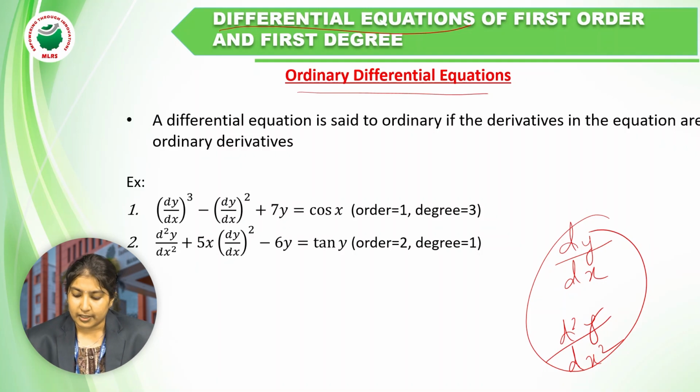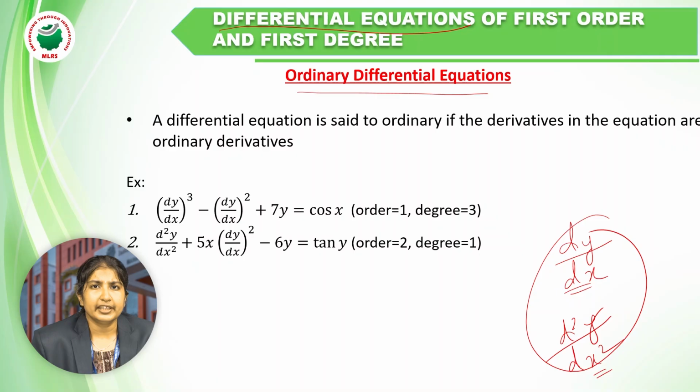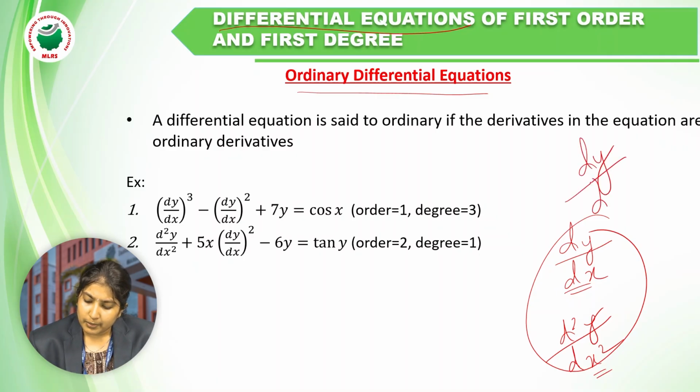An equation which consists of derivatives, dy by dx, d square y by dx square, these all are called derivatives. So if an equation is consisting of derivatives, that is called a differential equation. So when do we say a differential equation is said to be ordinary? If in the equation the derivatives are ordinary derivatives. Ordinary derivatives in sense the equation should be with respect to one independent variable.